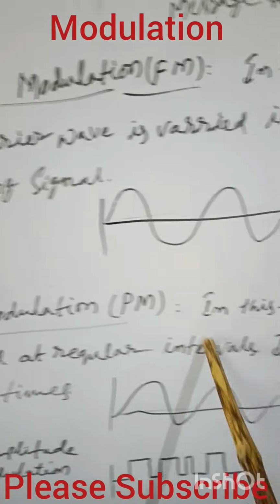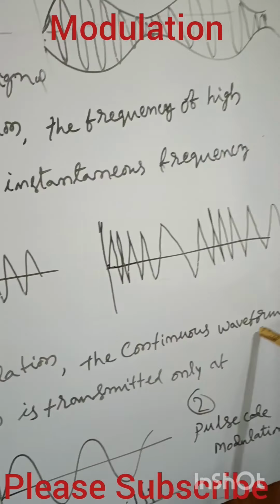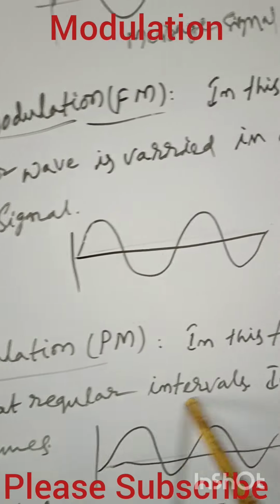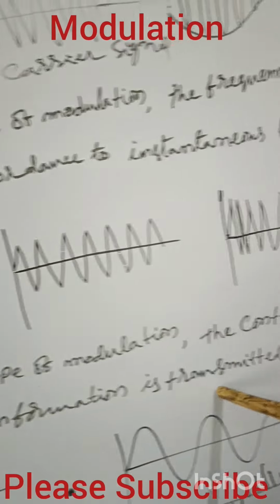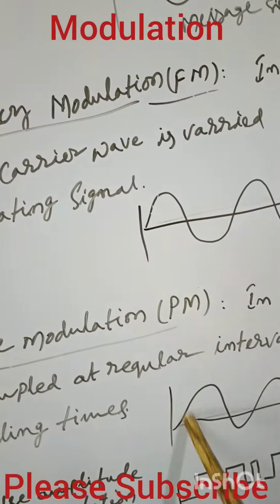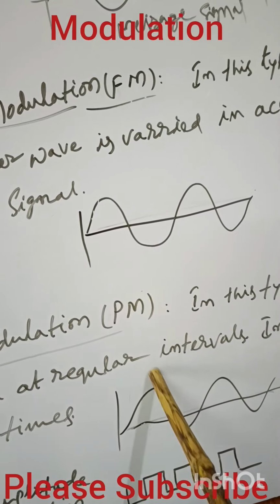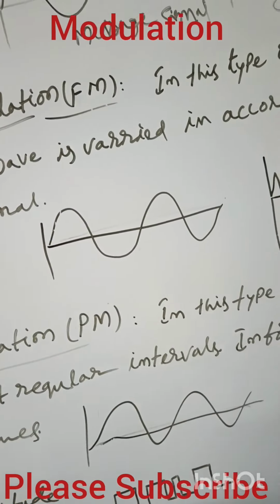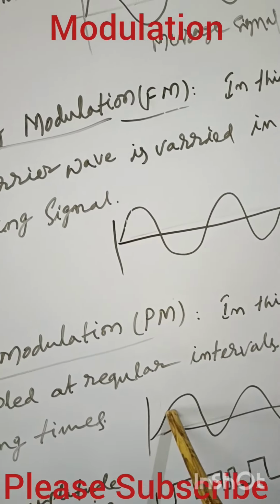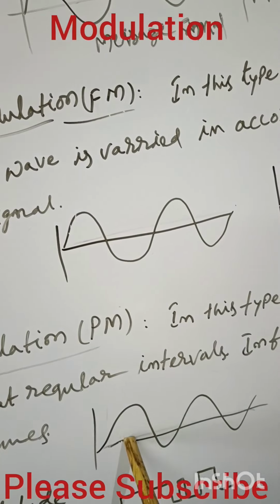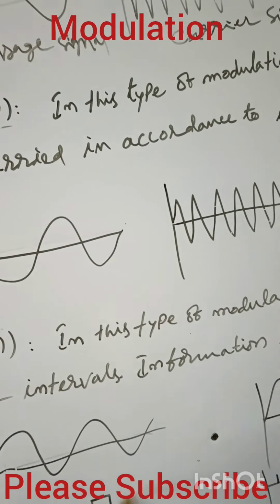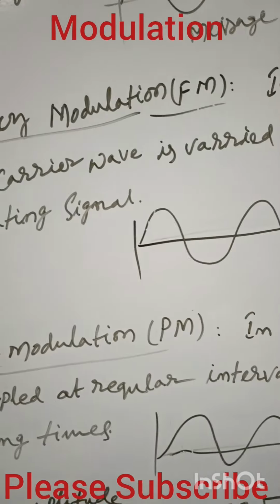Then pulse modulation. In this type of modulation, the continuous waveforms are sampled at regular intervals. Information is transmitted only at sampling times. Here samples will be taken, the height will be measured, and a pulse is produced. If the signal is high, the pulse will be larger. If the signal is less, the pulse will be smaller. Like that, one signal. This is called amplitude modulation.